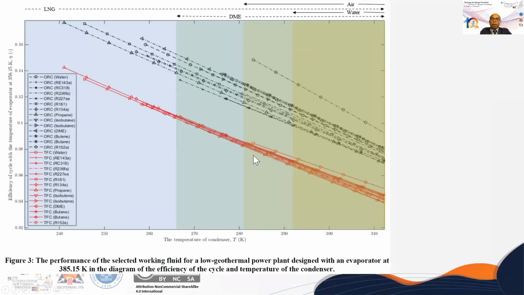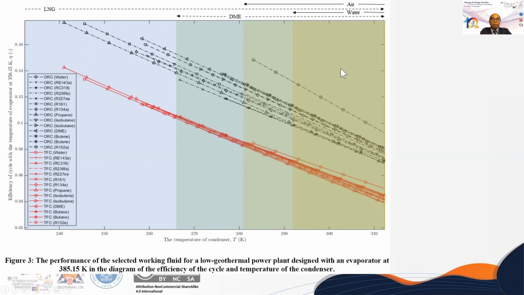Now we are looking at the performance of the selected working fluids of a low temperature geothermal power plant, based on the diagram of efficiency of the cycle and the temperature of the condenser. It's still the same: red lines represent the TFC process and the black ones represent the ORC process.